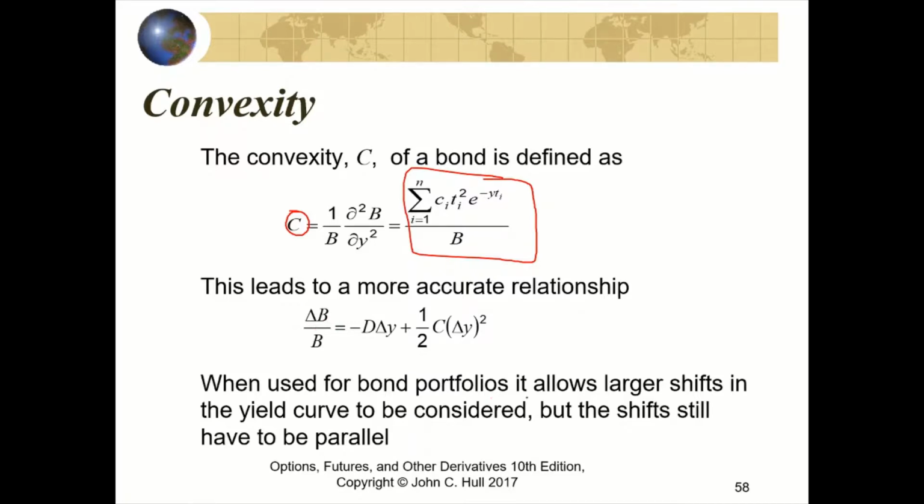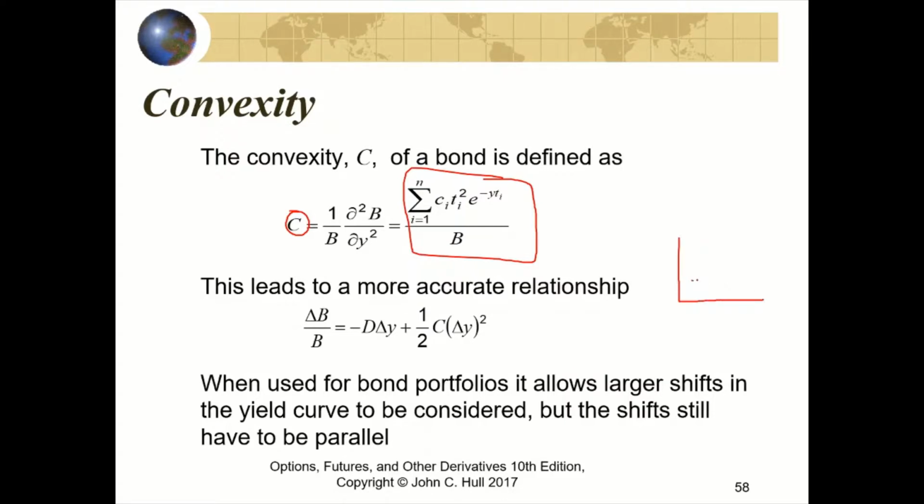Now, if there is a shift that is not parallel in the zero curve, then the convexity will not be able to capture that. Both the duration and convexity will be able to capture properly and accurately the effect of the yield on the bond price only if there is a parallel shift in the yield curve. What do we mean by a parallel shift in the yield curve?